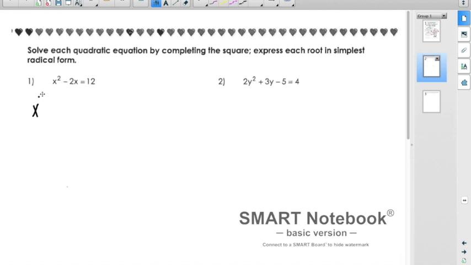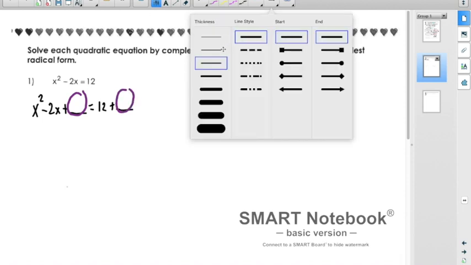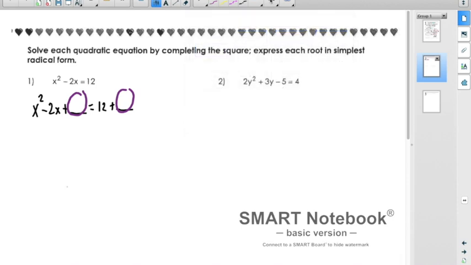So I'm going to have x squared minus 2x plus some blank equals 12 plus that same blank. And this is the piece where I need to figure out what's going to go in for this piece and for that piece. And again, it's going to be the same little formula each time to find that missing piece. That formula is b divided by 2 squared.